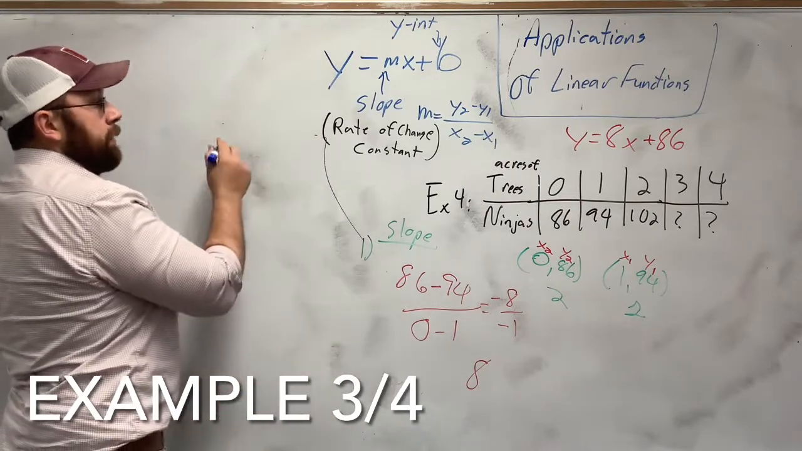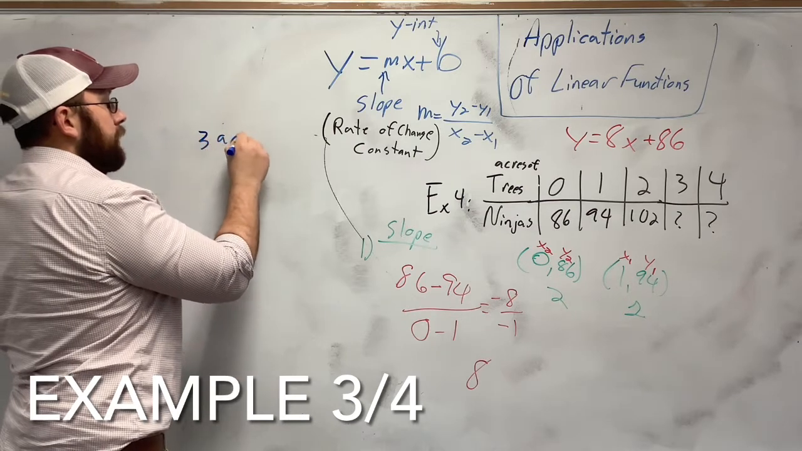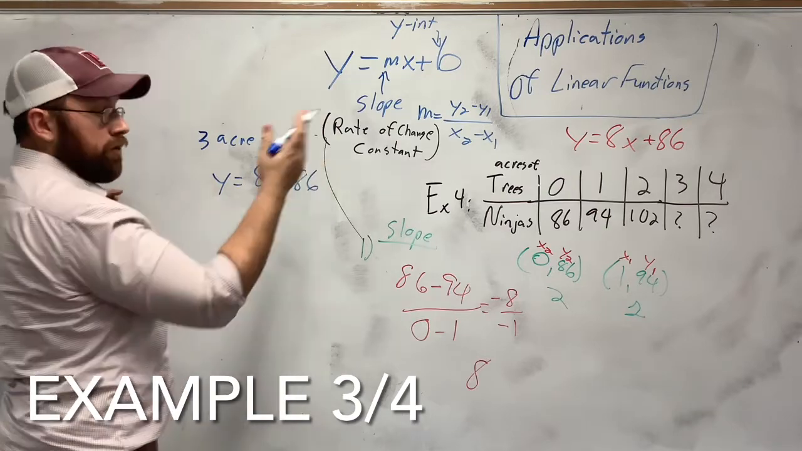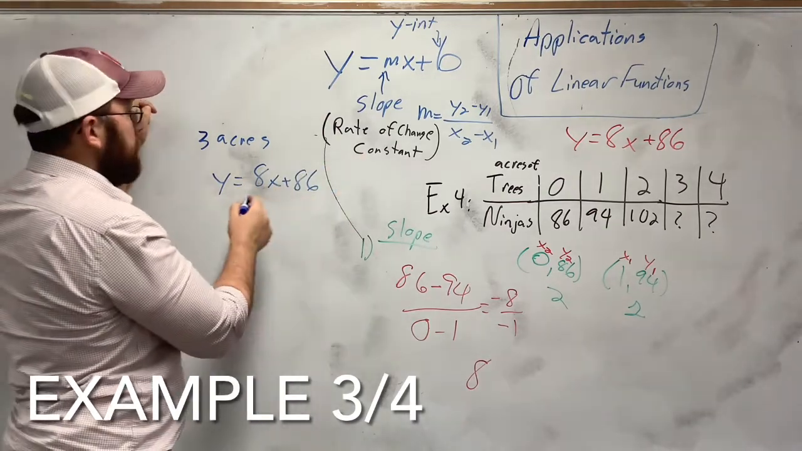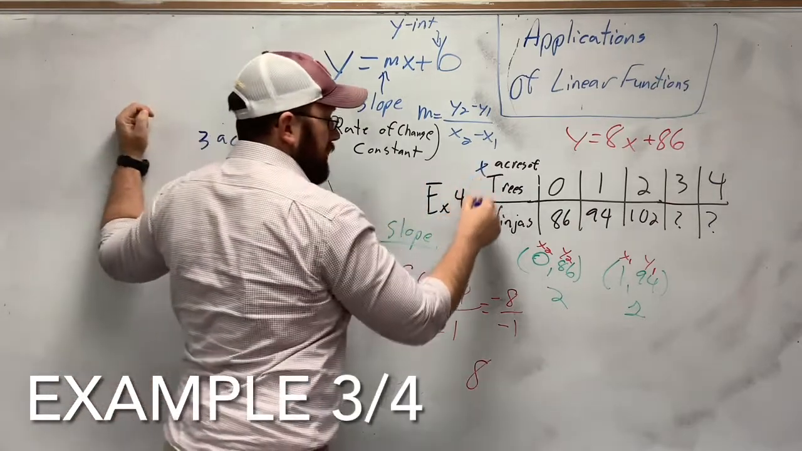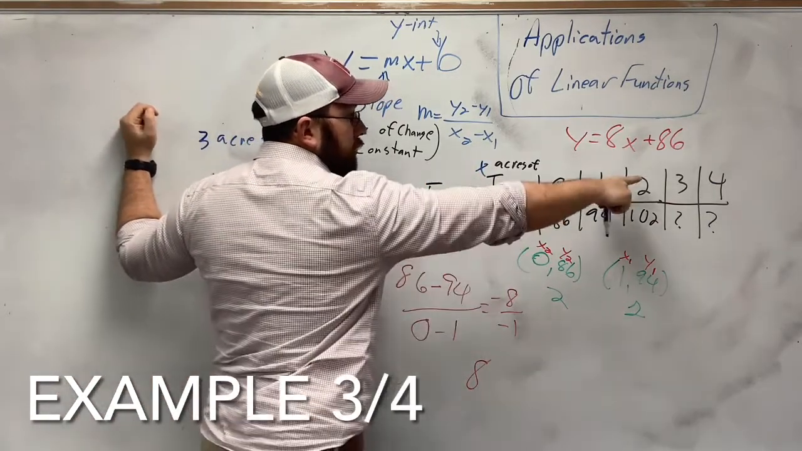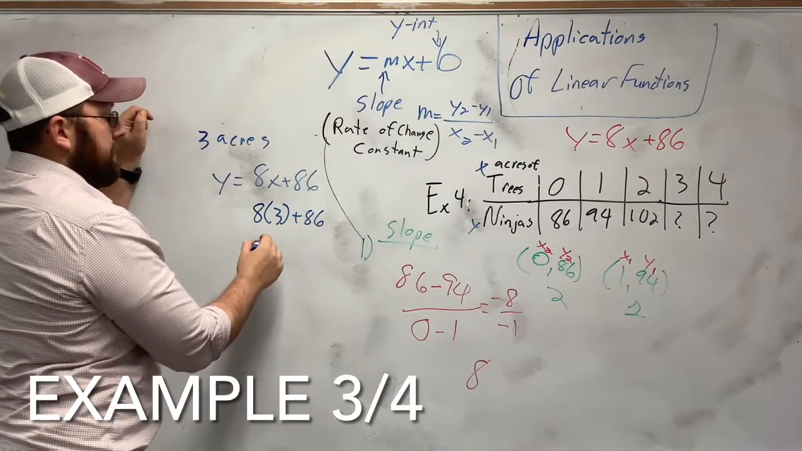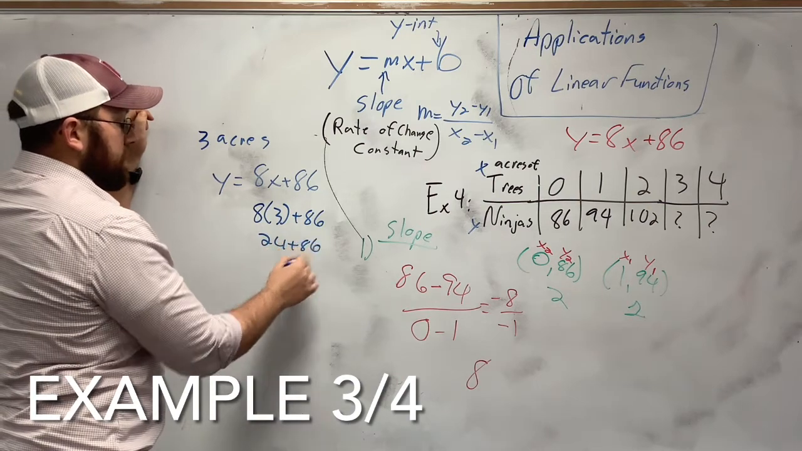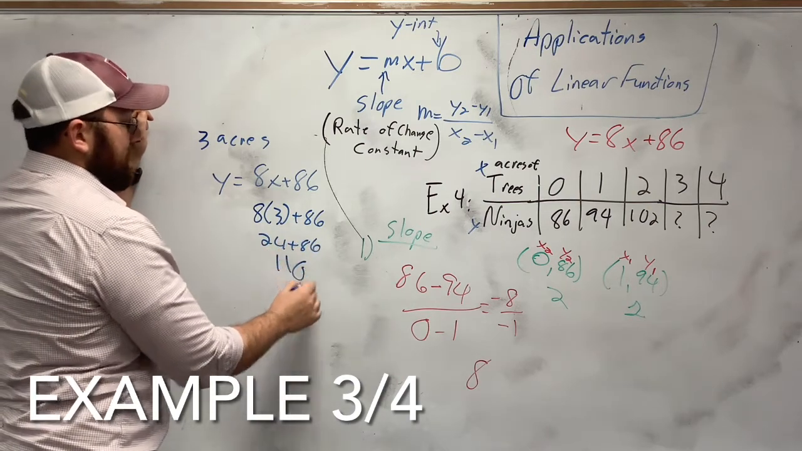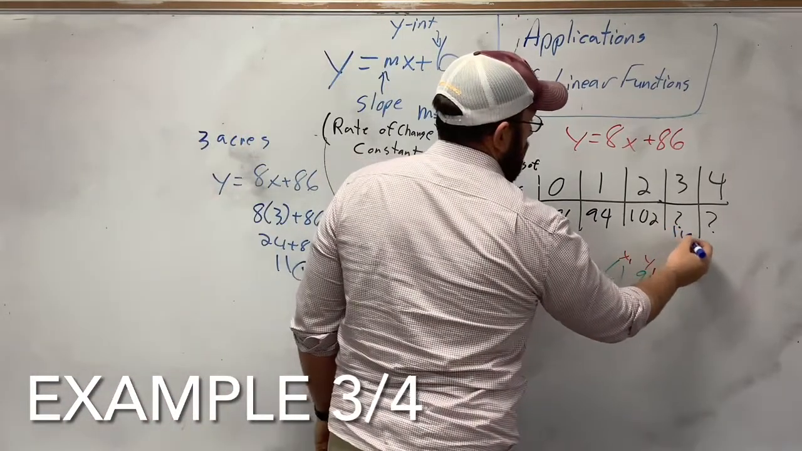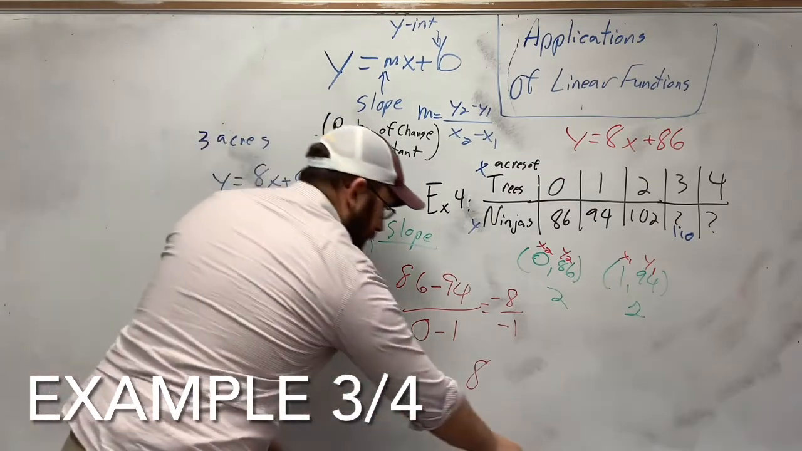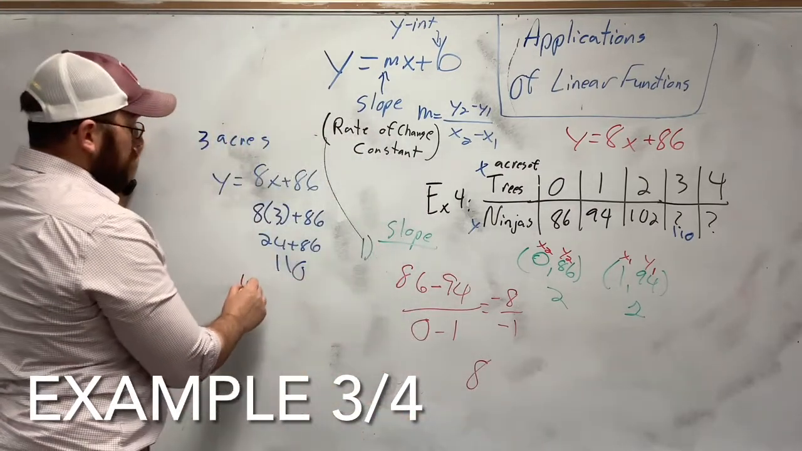So we need to figure out when there's 3 acres. So I use my equation, y equals 8x plus 86, and I plug in 3 for the x, because that's what this is. This is the x. We're looking for the y. So we plug it in. We say 8 times 3 plus 86. So that's 24 plus 86, which gives us 110. Now, I'll do the other one too, because I know there will be people that ask questions. So what if I have 4 acres?